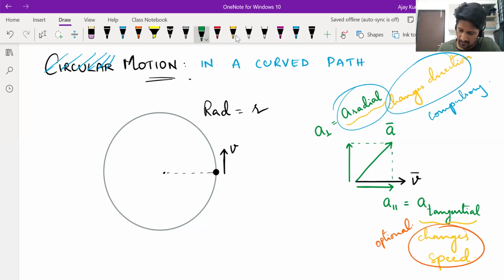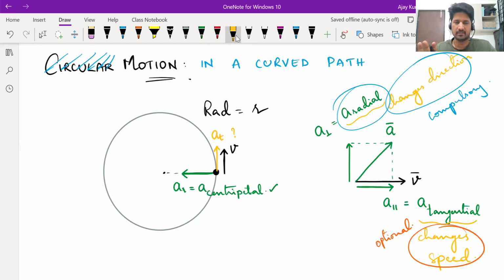Okay. And acceleration perpendicular to velocity will automatically be towards the center of the circle, and we call it centripetal acceleration. Radial acceleration itself, because it is directed towards the center, is given the name centripetal. So radial acceleration itself is centripetal acceleration. That is compulsory. Tangential acceleration, which changes the speed of the object, may or may not be there. That depends on the situation, but centripetal must be there.